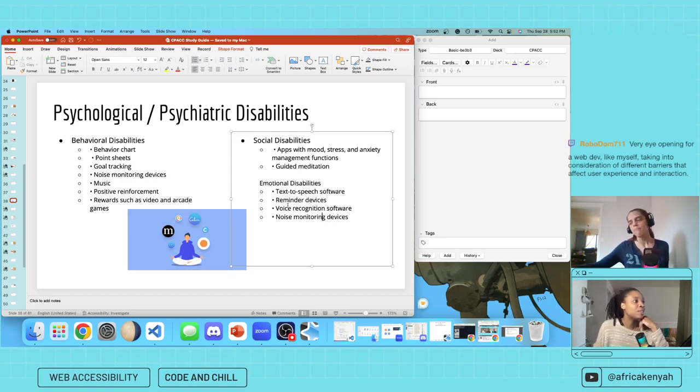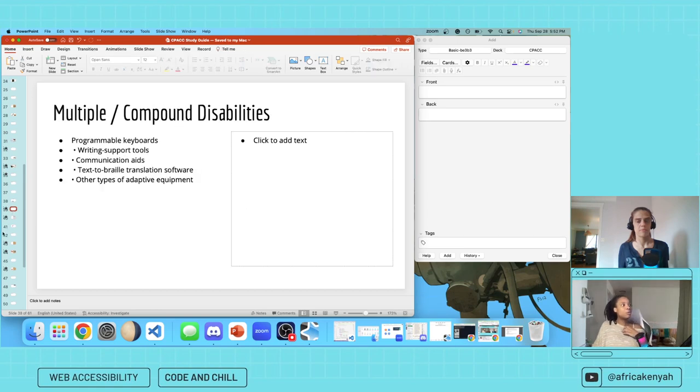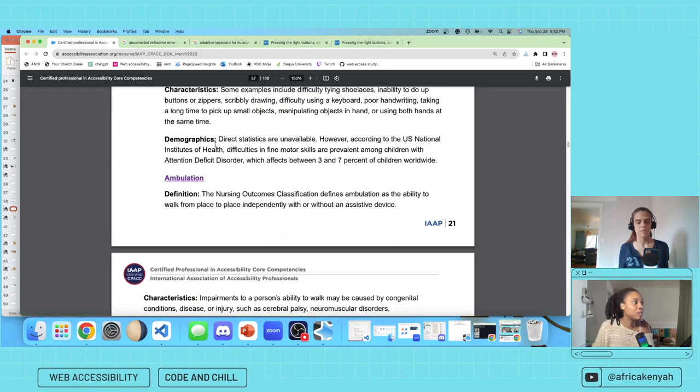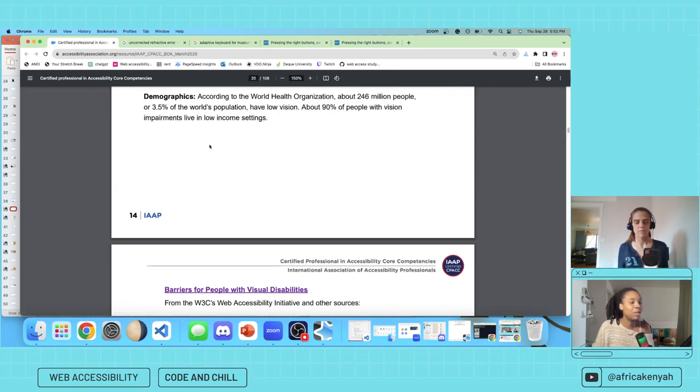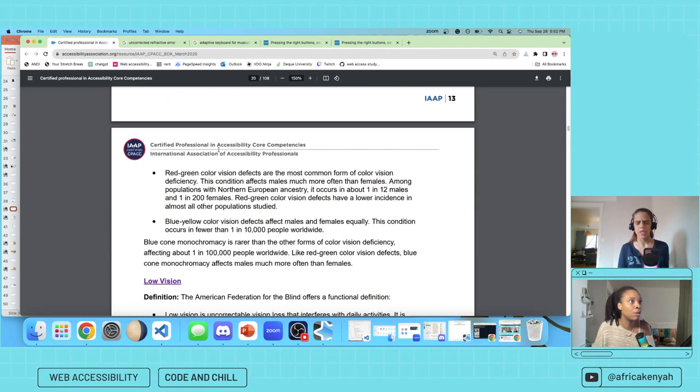All right, for emotional disabilities, things like text-to-speech software are pretty good. Reminder devices, voice recognition software, noise monitoring devices again. All right, then we have multiple compound disabilities. I'm going to go over to the CPAC's body of knowledge because I did not make a slide for that one, since all it's going to say is everything combined, essentially. But let's see what the CPAC says with our last few minutes.